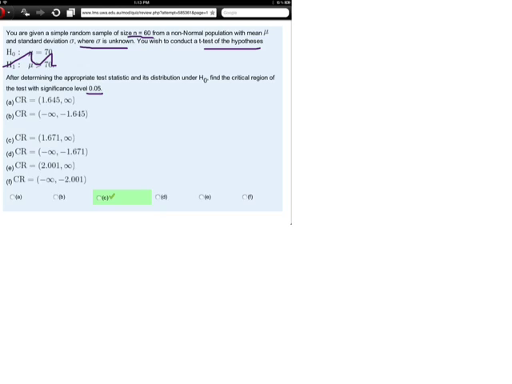So we know that since we don't know sigma, we don't know the population standard deviation, we're going to need to use a t-test because it's a non-normal population. If it was a normal population with a sample size greater than 30, then it would be okay. But because we've got a non-normal population, you have to use a t-test where sigma is unknown. I hope I got that right.